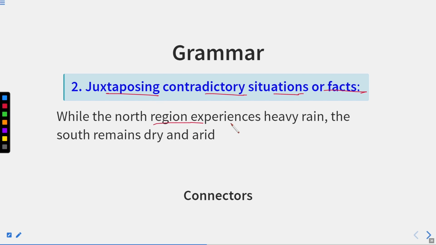When the north region experiences heavy rain, the south remains dry and arid. So you can see two things over here. One is north and another direction is south. One is experiencing heavy rain and the other is dry and arid. So these are two opposite statements which are just placed one after one. That means juxtaposing. So this is how we can use the word while. While can also begin the sentence. We can also use it in between the sentence.